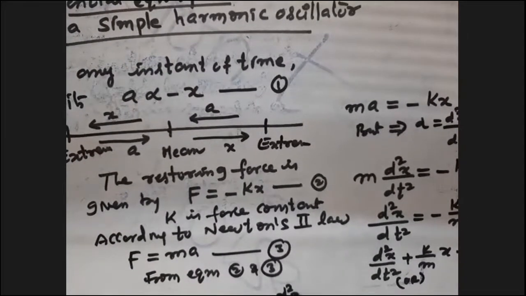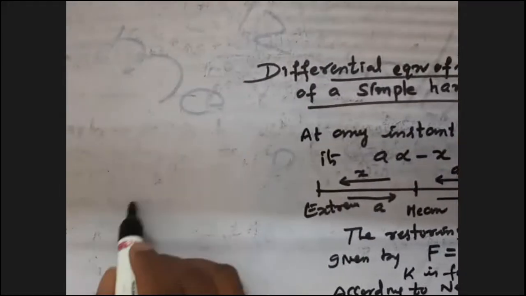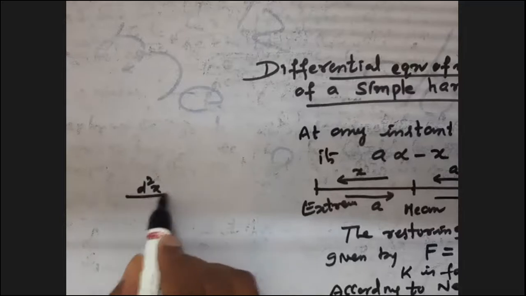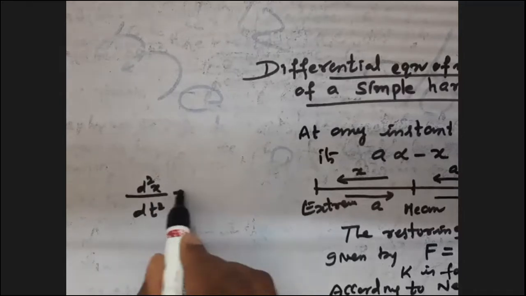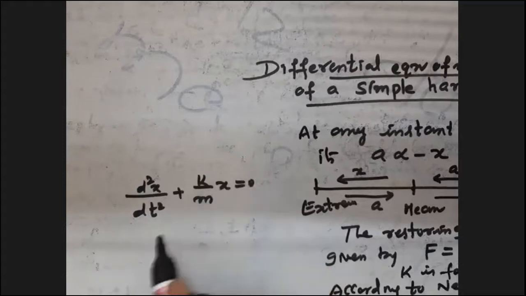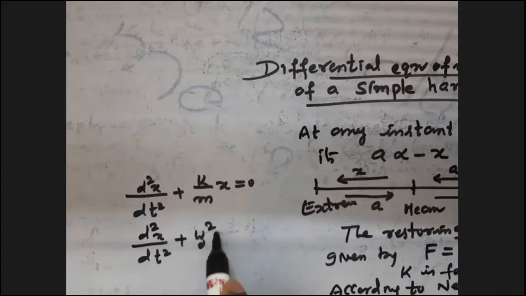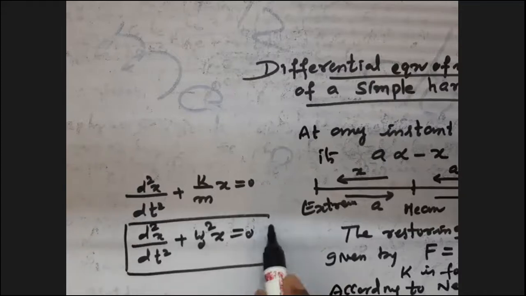So I'm writing that d square x by dt square plus k by m into x is equal to 0. We can write it as d square x by dt square plus omega naught square x is equal to 0, where, what substitution have we taken? Omega naught square equal to k by m.